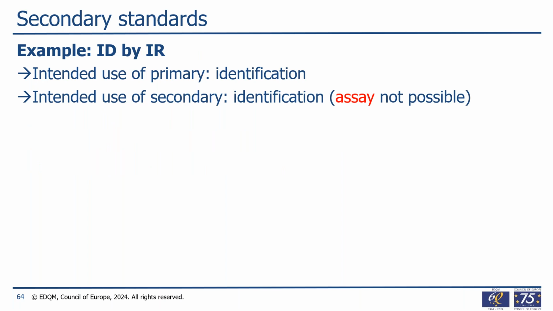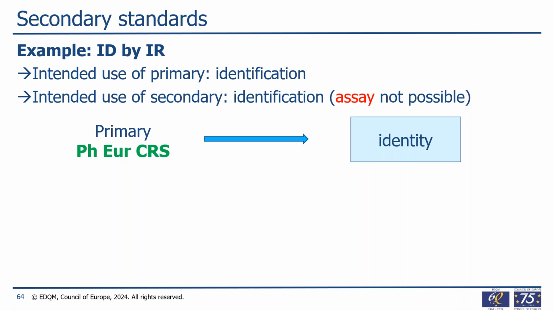Imagine we have a reference standard used for identification by IR. So the intended use of the primary is, of course, identification. And the intended use of the secondary standard should also be identification. So an assay is not possible. So the intended use of the reference standard is simply to record an infrared spectrum of our reference standard and compare it to the spectrum of your substance to be examined. And then if the comparison complies, then the identity can be proven.